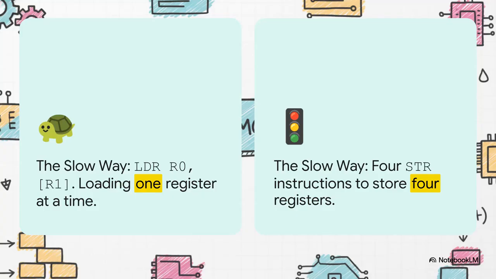On the left, loading one register. Simple enough. But on the right, just to store 4 registers, you need 4 totally separate instructions. This is what we mean by the slow way. Every single one of these lines costs processing time, and it makes your code bigger and kind of clunky. It works, sure, but it is a major bottleneck, especially when you need to move a lot of data at once.